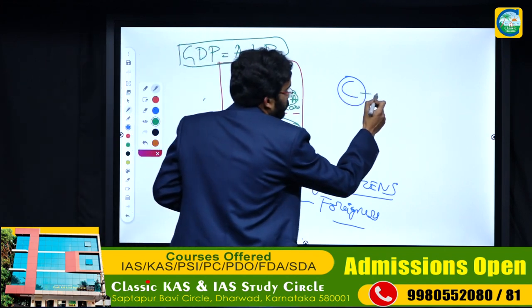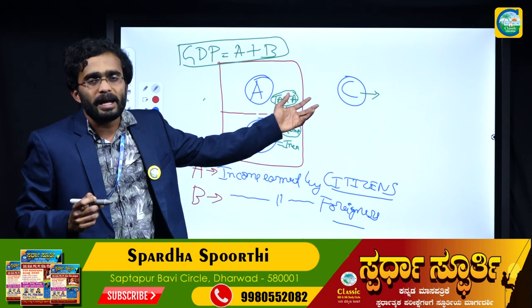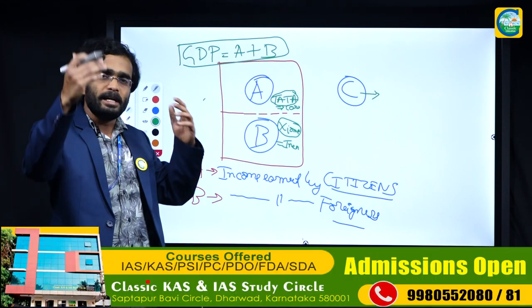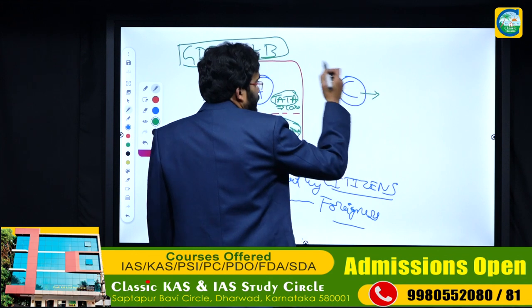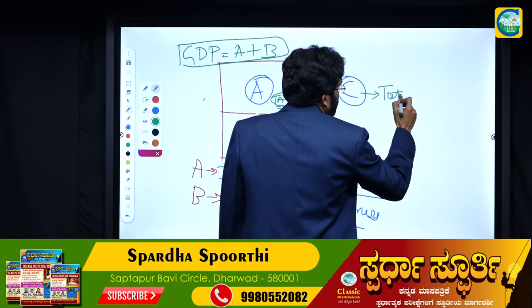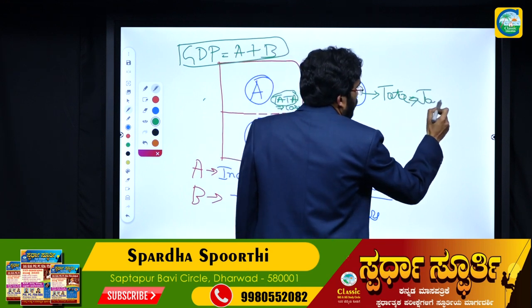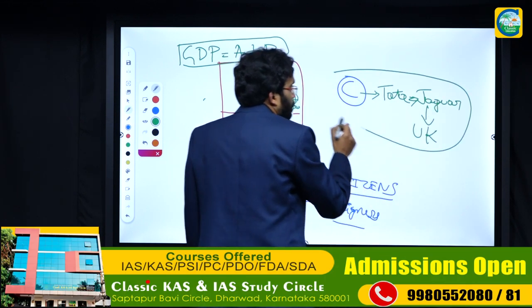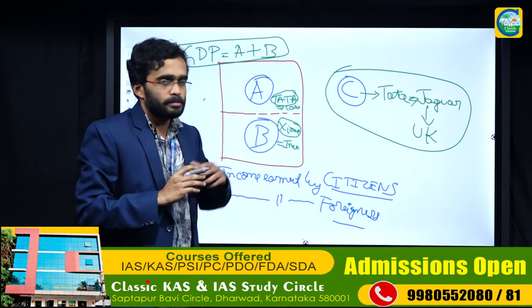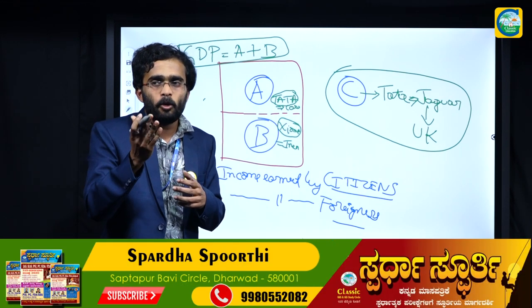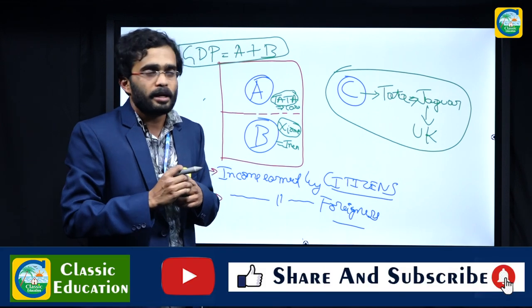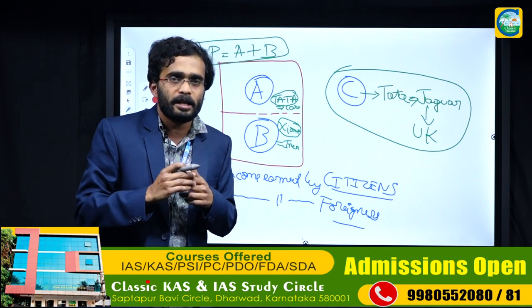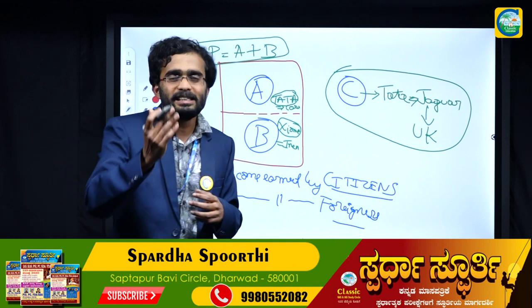What is C, students? C is the income earned by Indian citizens, Indian nationals, but not inside India, outside India. This is Tata Motors, producing Jaguar cars, not in India but in the United Kingdom. Who is the owner of Tata Motors? Mr. Ratan Tata, sir. And what is the citizenship of Ratan Tata, sir? Is he a US citizen? Is he a UK citizen? He is a citizen of India, right?